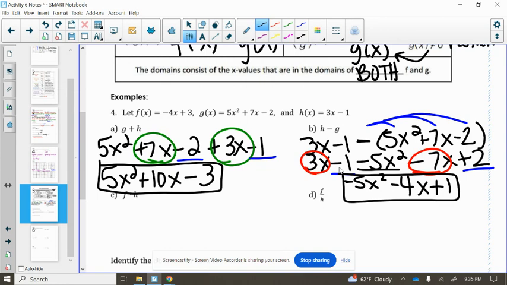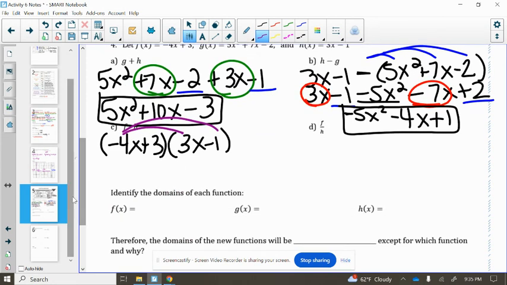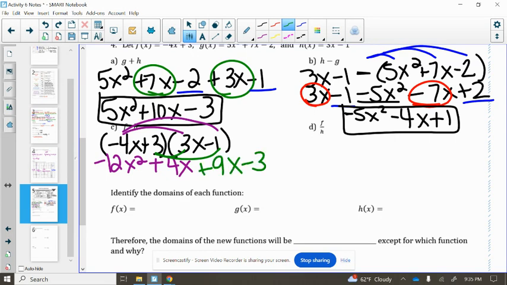Our next one is having us multiply function f times function h. So reminder, we need to make sure we double distribute, FOIL this out. We end up with negative 4x times 3x, so we have a negative 12x squared. Negative 4x times negative 1 is positive 4x. And then we also are going to distribute that 3 through, so we end up with 9x minus 3.